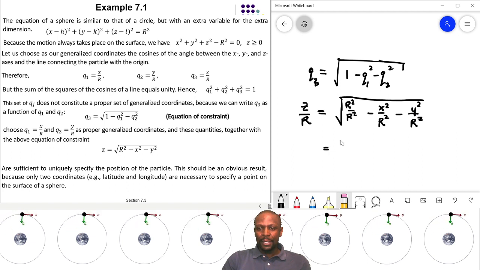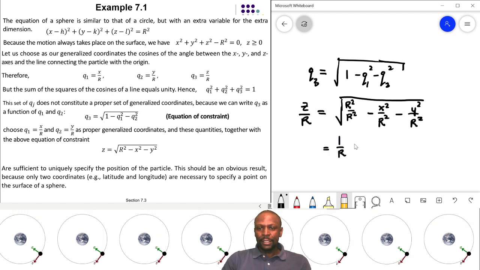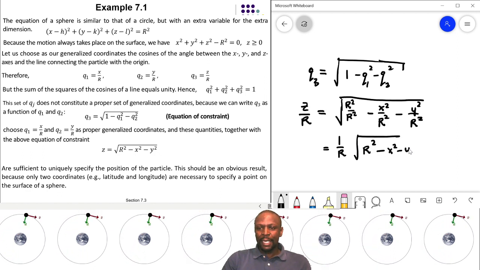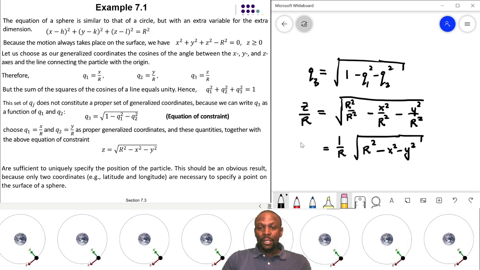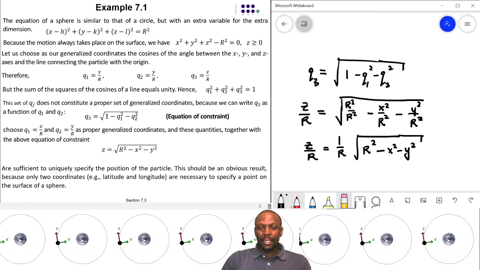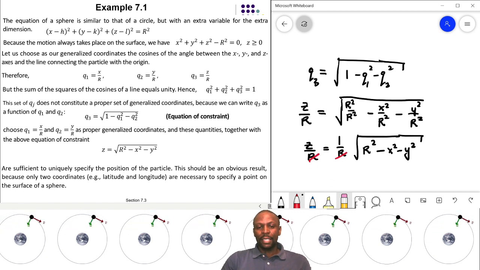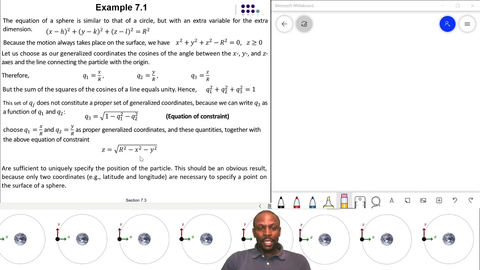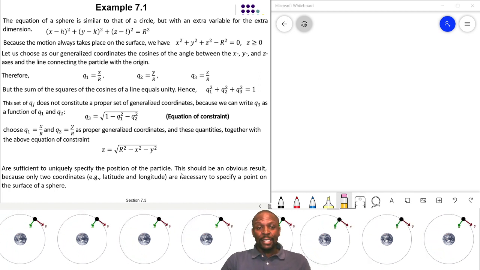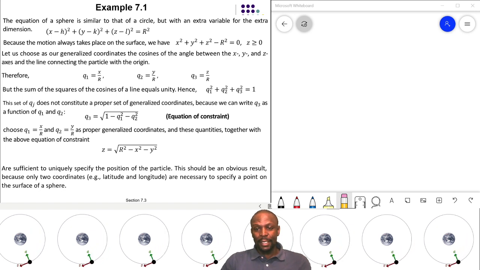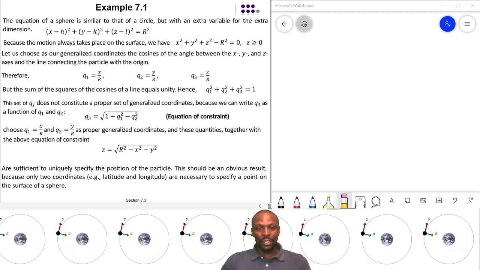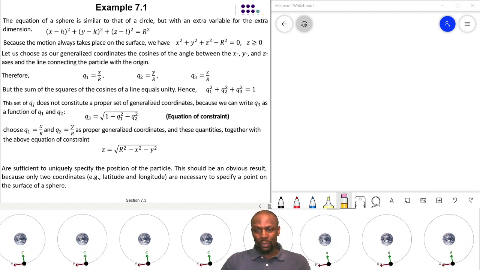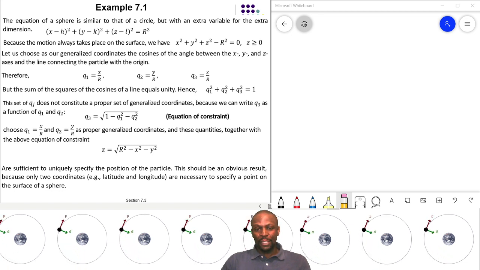Now we can factor out the r, and then that will be just 1 over r times the square root of r squared minus x squared minus y squared, and that will be z over r. But in this term the r will just cancel, and then you will end up with the equation that you are seeing down there, which is sufficient to uniquely specify the position of the particle. This should be an obvious result, because only two coordinates, latitude and longitude, are necessary to specify a point on the surface of the sphere.